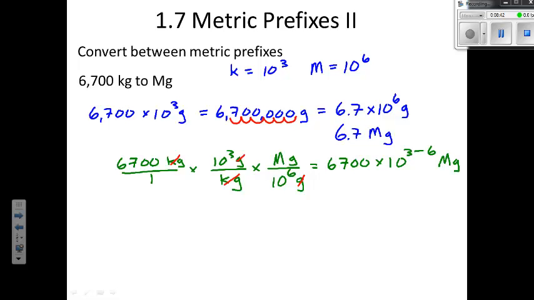And so we're not quite done yet. 6700 times 10 to the minus 3 megagram. And then move the decimal point over to get it into scientific notation. Right, we start over here, move the decimal place over 1, 2, 3 spots to increase the exponent here from minus 3 to 0. Right, and then we end up at 6.7 megagram.